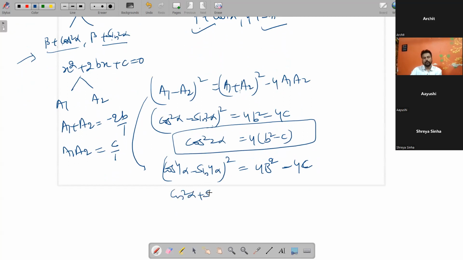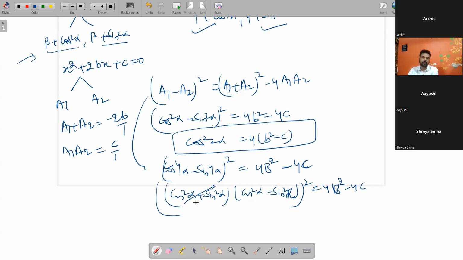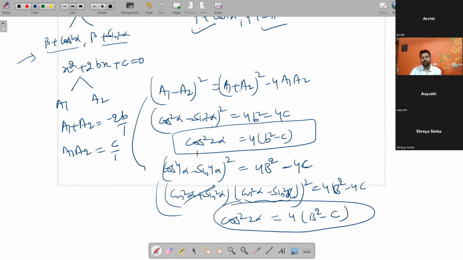Now you can write this as cos square alpha plus sin square alpha, and then cos square alpha minus sin square alpha, whole square. So this is 4d square minus 4 capital C. The first factor is sin square theta plus cos square theta, which is 1, and the other is again cos 2 alpha. So cos square 2 alpha is 4d square minus 4 capital C. This is your other observation. This is also cos square 2 alpha.